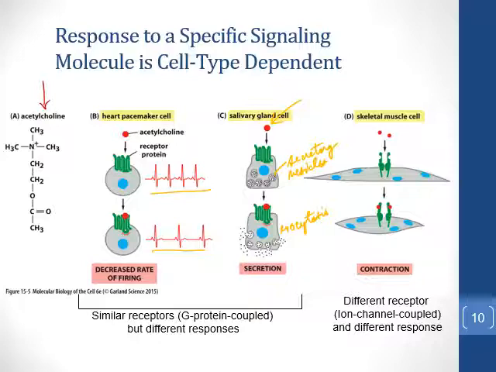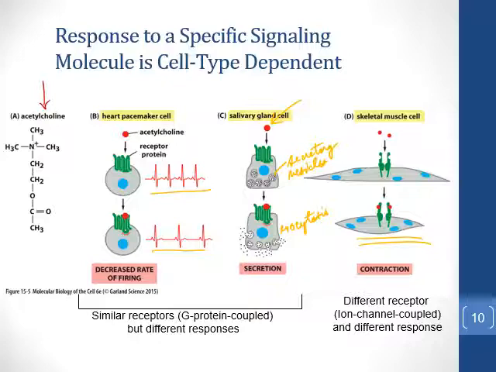Now, if you look over to the right even further, you see skeletal muscle, and you see the same signaling molecule binding to the receptor on skeletal muscle. And in this case, what happens is we're going to increase contraction. So the skeletal muscle is going to contract. So if you think about what's going on here, it's kind of interesting. In the first two examples with the heart pacemaker cell and the salivary gland cell, you have the same signaling molecule binding to very similar receptors with two totally different outcomes. How can that be?